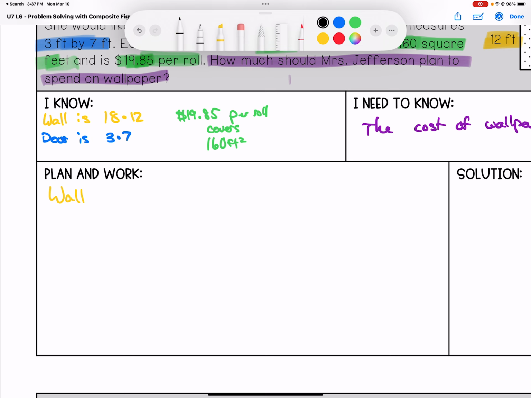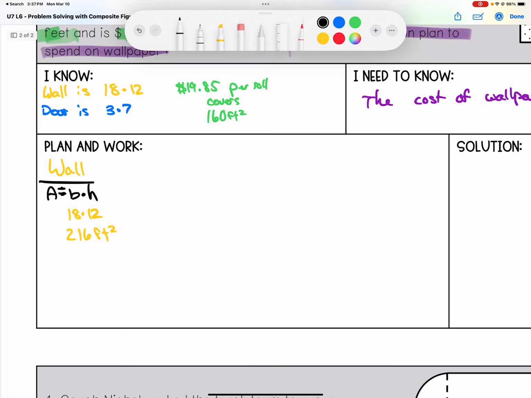Okay. The wall is a rectangle, so it's going to be base times height. So it's going to be 18 by 12. So it's going to be 216 feet squared. All right, that's the first thing.